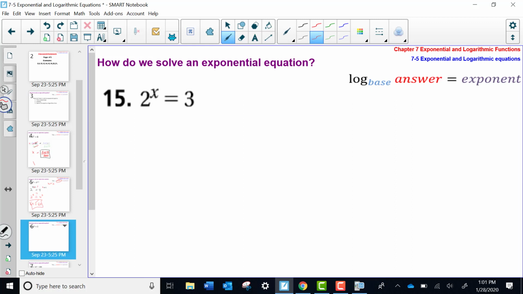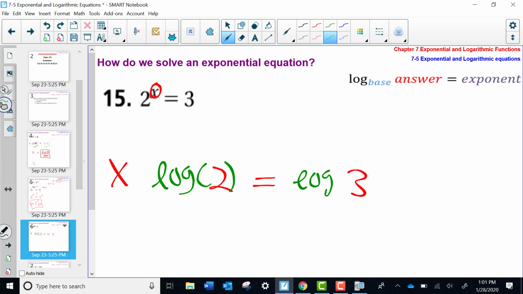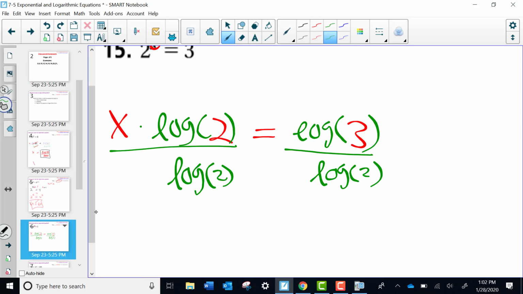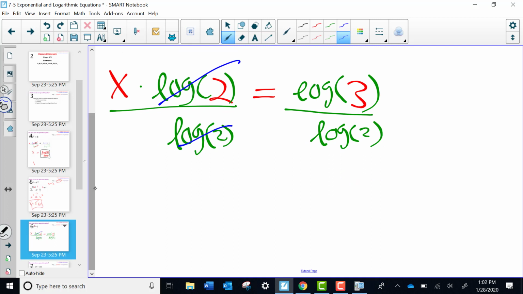So again, the first thing we want to do is take our exponent, bring it down to the base level. So we have x equals 3. And whenever I bring an exponent to the base level, I have to write the word log. So x log of 2 equals log of 3. Again, this is being multiplied by log of 2, so we'll divide both sides by log of 2. Log of 2 over log of 2 cancels out. The only thing left on the left side is x. X equals log of 3 divided by log of 2.